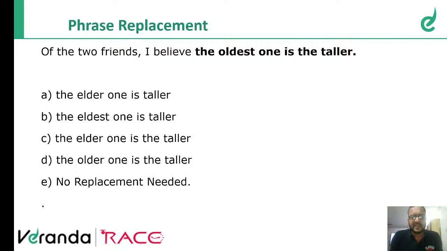Of the two, now phrase replacement. Of the two friends, I believe the oldest one is the taller. For two friends, we'll use the older, not the oldest. The older one is the taller. We'll use this statement, D number. Of the two friends, I believe the older one is the taller. Because within the same family, we use elder, eldest. Outside the family, we use older. Because these are two friends not from the same family, we will use: of the two friends, the older one is the taller. Okay.